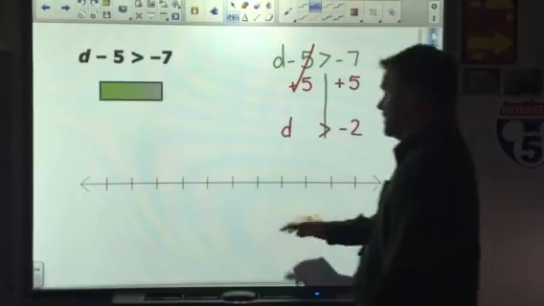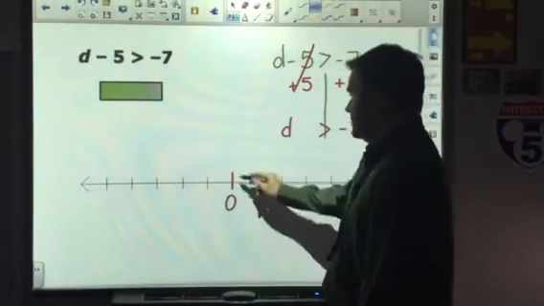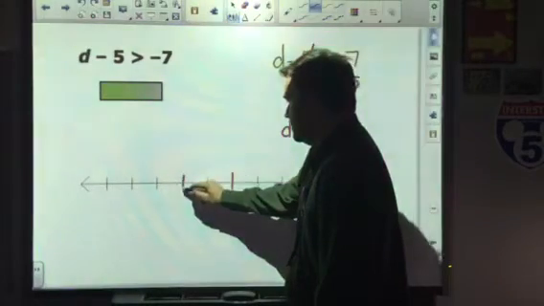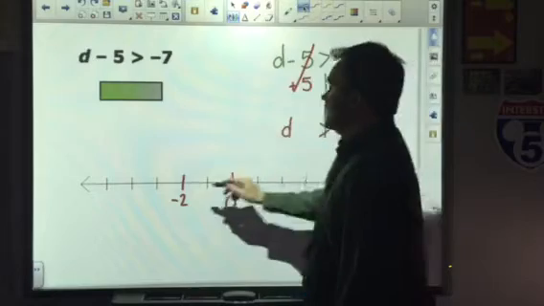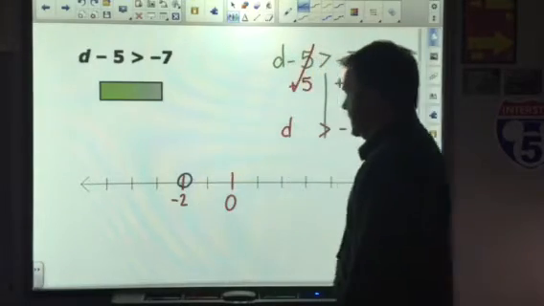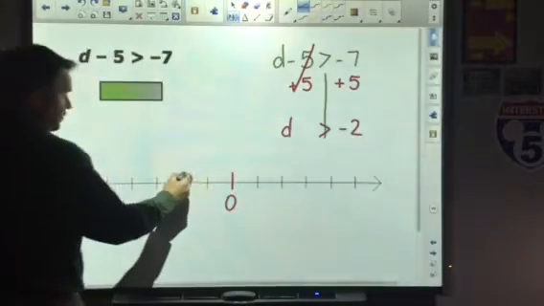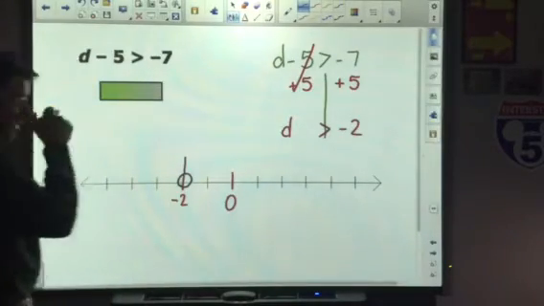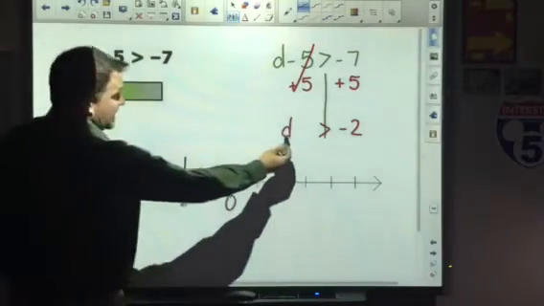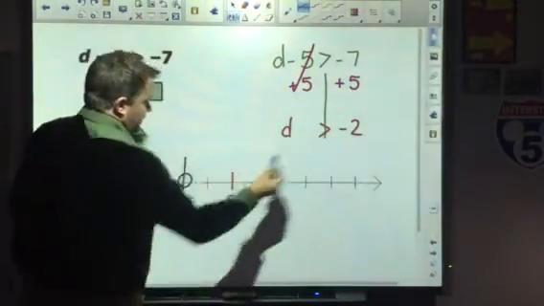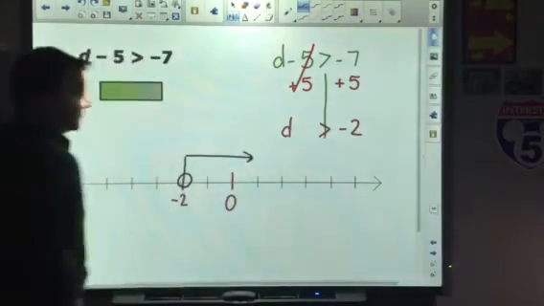Again, graph this. Simple number line. Here's my 0. So negative 1, negative 2 is here. Something is happening around negative 2. And then what I have to do is make my flag and say which way is my arrow going to go? And in this case, d is anything that is greater than negative 2. So I'm looking at all the numbers greater than negative 2.